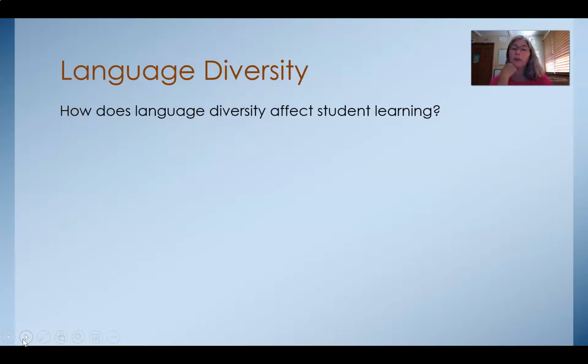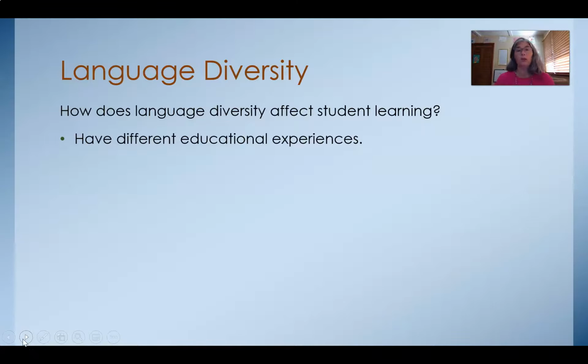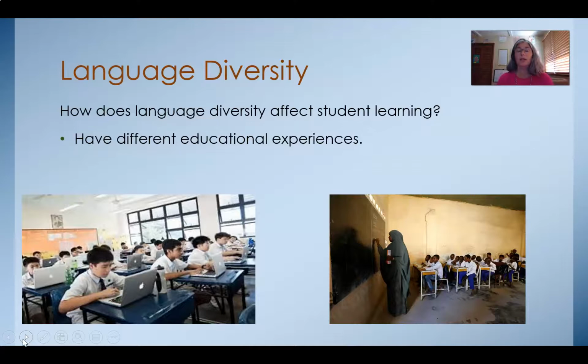So how does language diversity, students who speak a language other than English, affect student learning? Well, you're going to find they do have different educational experiences, especially if they have immigrated into this country and started schooling in a different country. They might be used to different resources, different ways of learning, different cultural norms within the classroom. You might want to have a talk with these students and their families to get an idea of what their educational background is.